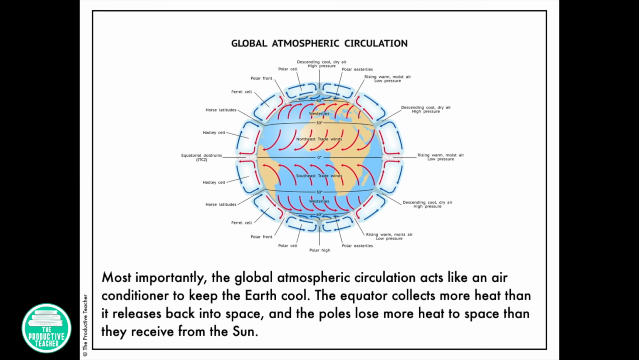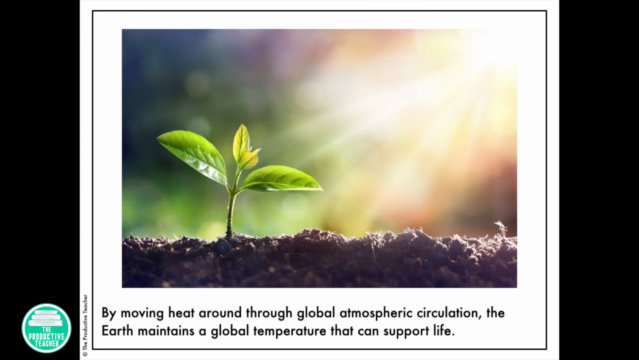Most importantly, the global atmospheric circulation acts like an air conditioner to keep the Earth cool. The equator collects more heat than it releases back into space, and the poles lose more heat to space than they receive from the sun. By moving heat through global atmospheric circulation, the Earth maintains a global temperature that can support life.